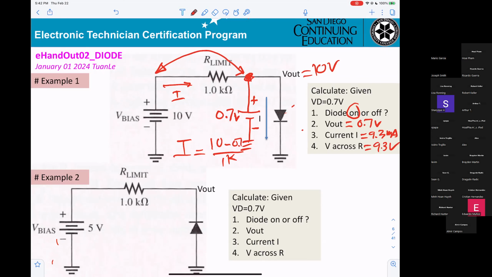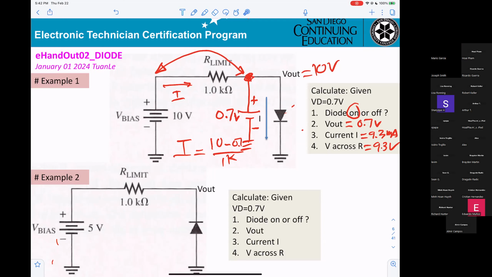Okay, how did you get V across R again? Can you point to it on the screen? Across R, right? That's the voltage across. One side is 10 volt, the other side 0.7. The difference will be 9.3 volts. Divide by 1K, you get 9.3 volt.